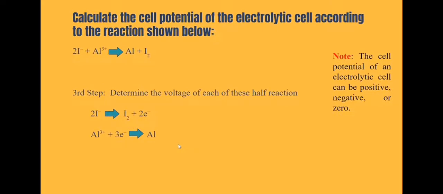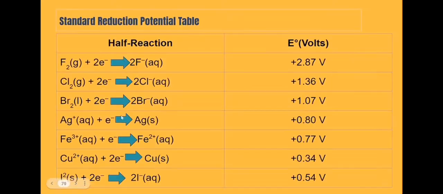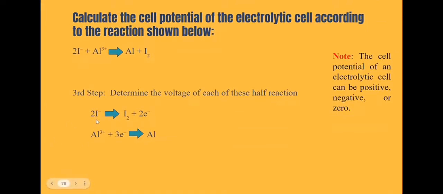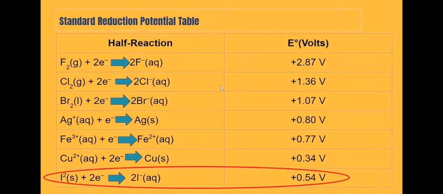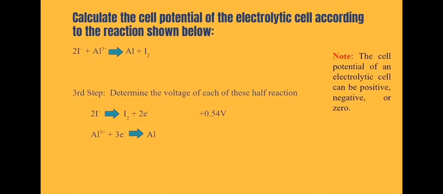Determine the voltage of each of these half reactions. So to determine the voltage, titingnan lang po natin ang Standard Reduction Potential Table. Hanapin po natin ang iodine. Ang iodine po ay nandito. Meron po siyang positive 0.54 volts. So kakopyahin po natin siya.